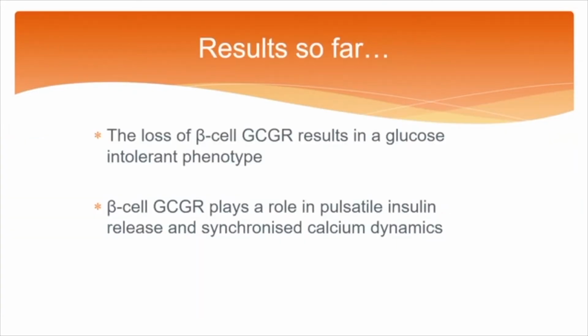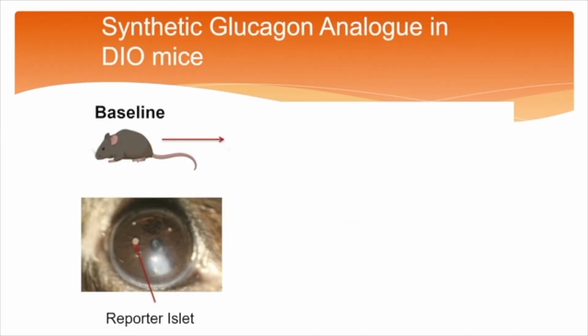So far, I have suggested to you that loss of beta cell glucagon receptor results in a glucose intolerant phenotype, and that the glucagon receptor in beta cells plays an important role in synchronized calcium dynamics across the islet. Okay, second part of the study, we wanted to ask the question, does pharmacological administration of a glucagon analog restore some of the loss of beta cell connectivity that we see in obesity-induced dysglycemia? So here we take a group of wild-type mice.